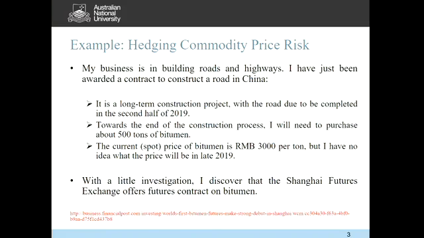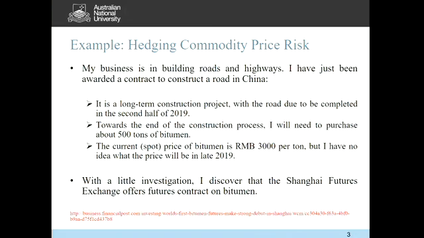So let's assume we need the bitumen in September next year, so precisely 12 months away from today. If we look at the current price of bitumen today, the spot price, it is 3,000 RMB per ton. I quite like this price. The reason I was awarded this contract is because the Chinese company liked my quote. I did all my construction cost calculation based on that spot price today, and I sent them my quote, and they gave me the contract.